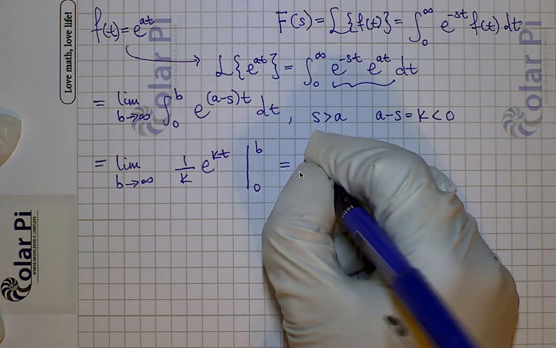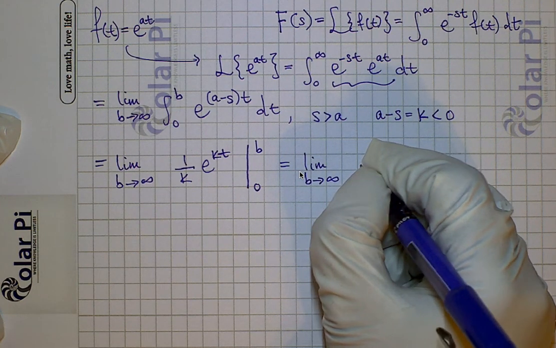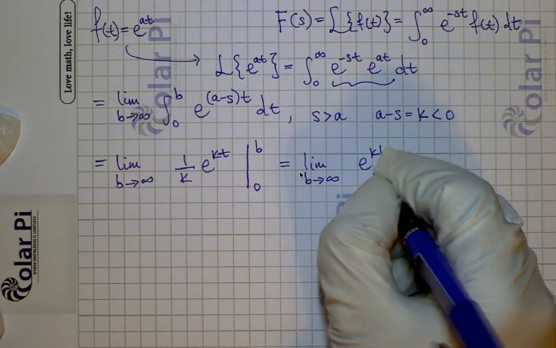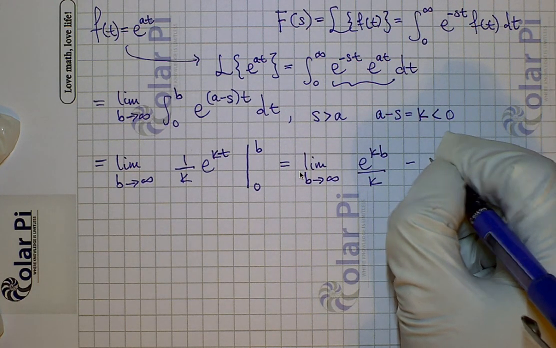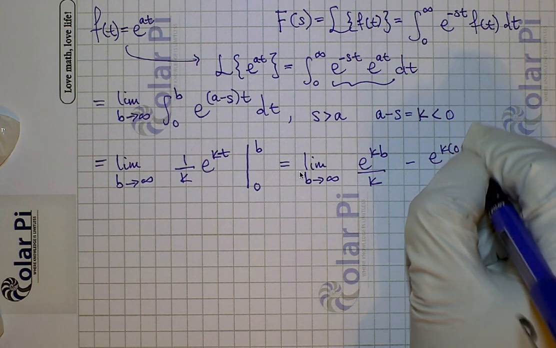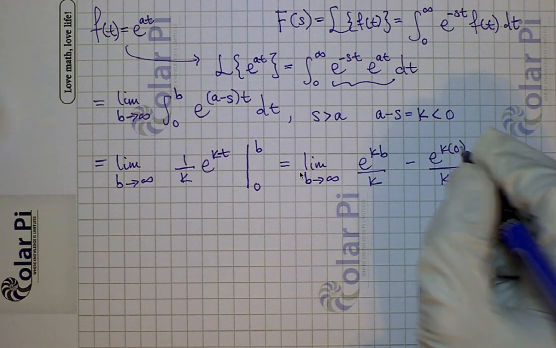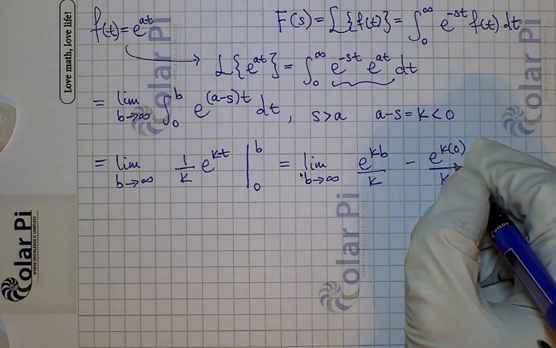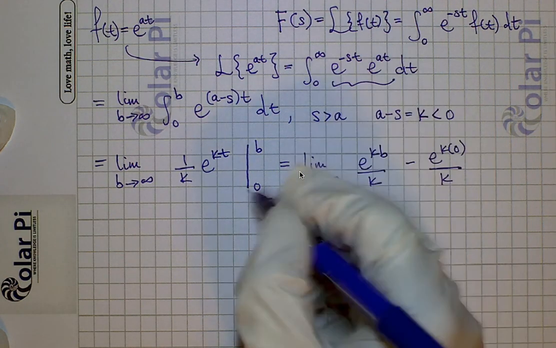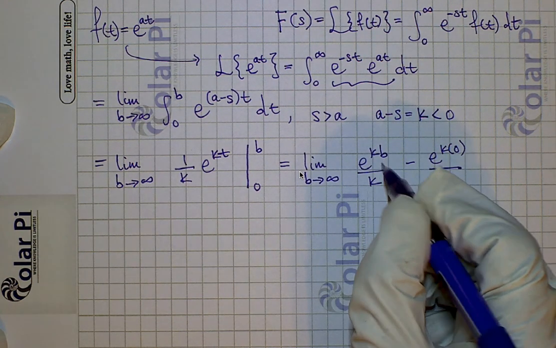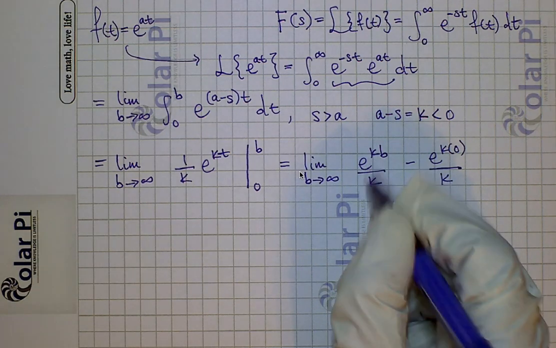Next we can write limit as b goes to infinity of e to the kb divided by k, and then minus e to the k times 0 divided by k. E to the k times 0 is e to the 0, which is 1, so this is just 1 over k in this part. And then, because b is some positive number and k, we said, is negative, here we have e to a negative quantity, and so we can simplify that if we write it in the denominator.